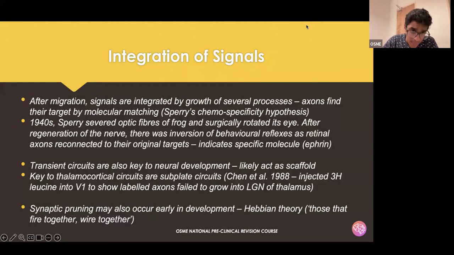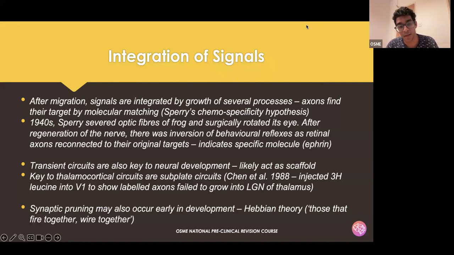So these subplate circuits have been shown to be important in the formation of thalamocortical circuits. There's lots of different studies that support this, but basically in this Chen et al. 1988 study, for example, they showed that if you impair the normal development of these subplate circuits or you remove the subplate altogether, then the axons fail to grow normally to form your thalamocortical circuits.